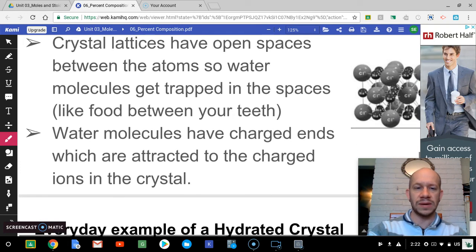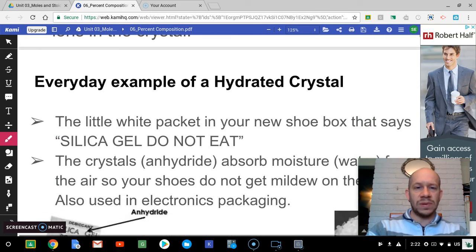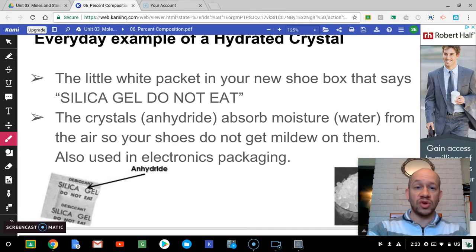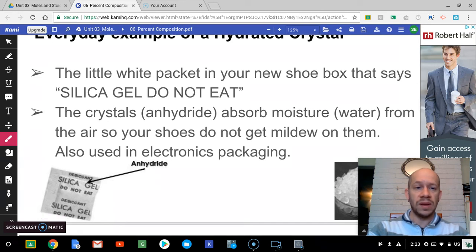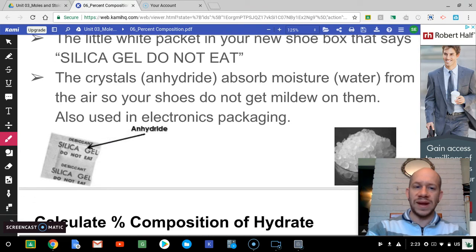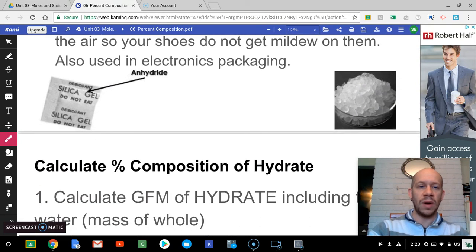An everyday example is the little white packet in your new shoebox that says silica gel, do not eat. These are anhydrides, and they absorb the water from the air so your shoes do not get mildew on them. We also use these in electronics packages. Also in medicines like Tylenol, they put those little cylinders. Those are anhydrides that absorb water.